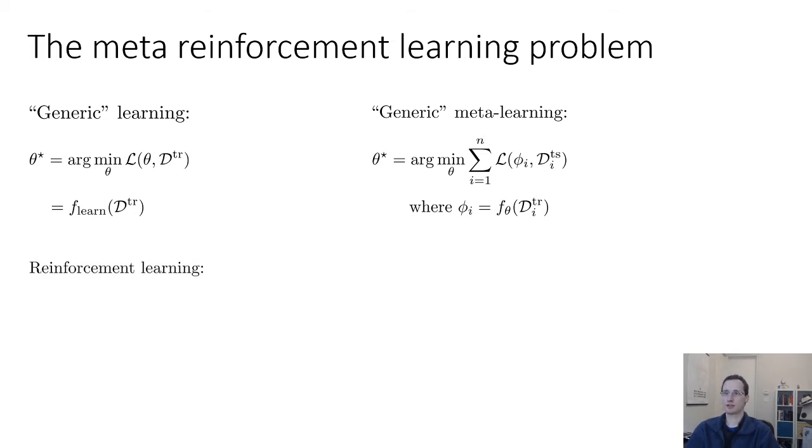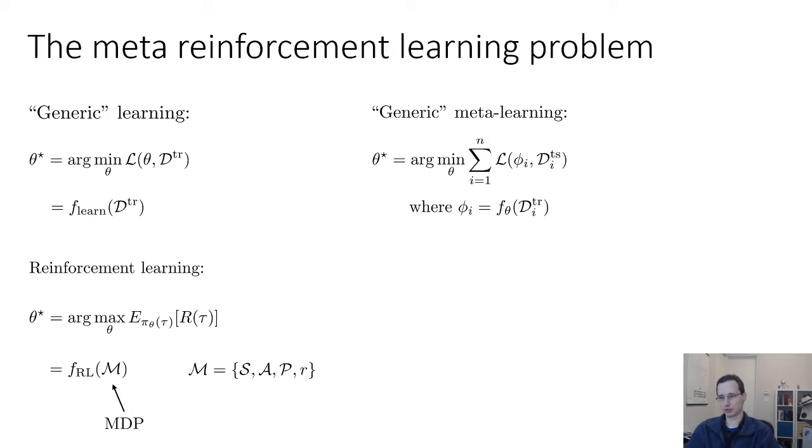Okay, so let's try to apply the same idea to reinforcement learning. We can write reinforcement learning like this. The optimal parameters theta star of your policy pi are obtained by taking the argmax of the expected value of the reward under pi theta of tau. And we can say that this is f_RL applied to M. What is M? Well, M is the MDP. So f_RL might involve actually interacting with the MDP to generate some rollouts, which is quite different from generic learning, where we operate on a fixed training set. So the MDP here is a tuple consisting of states, actions, transitions, and rewards.